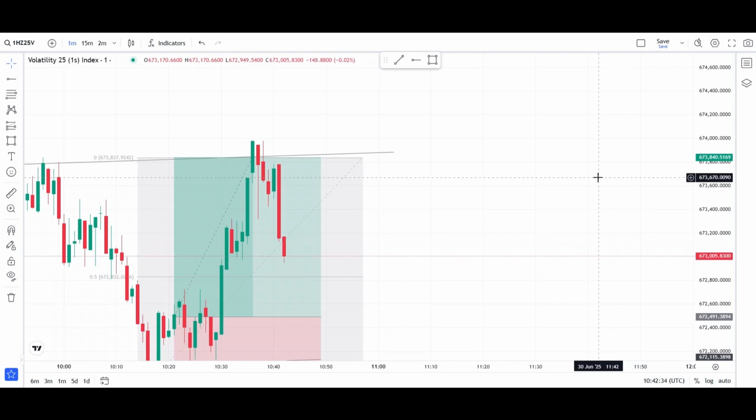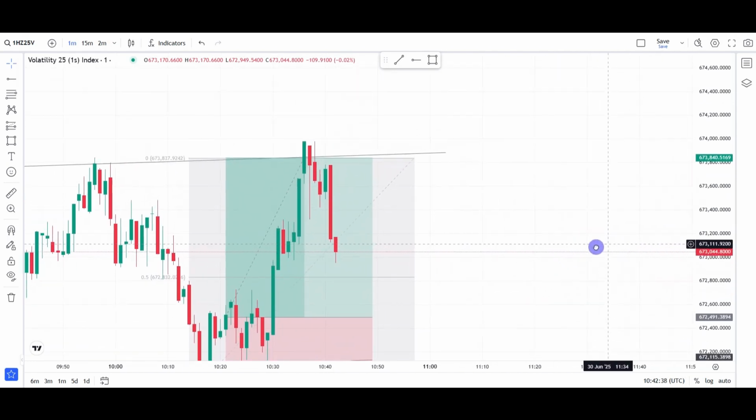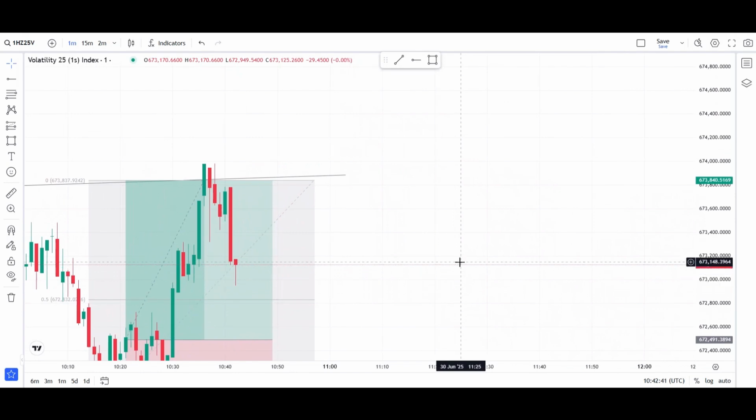So yeah, you see how now it's dropping after it hit my TP. That's not me just guessing, bro. And then my protective stop loss was never bothered. My break even level was never bothered.